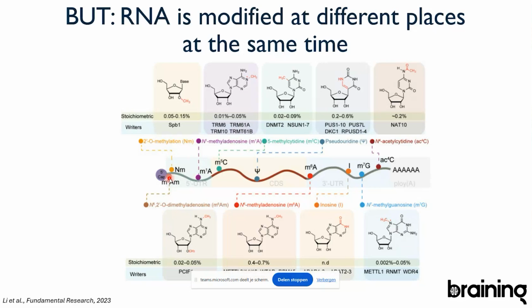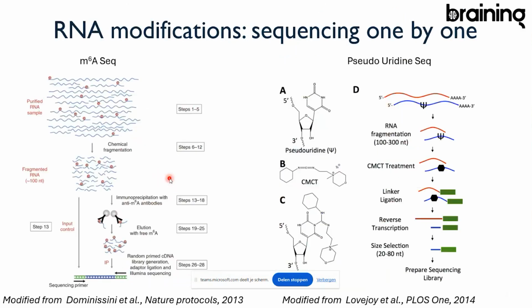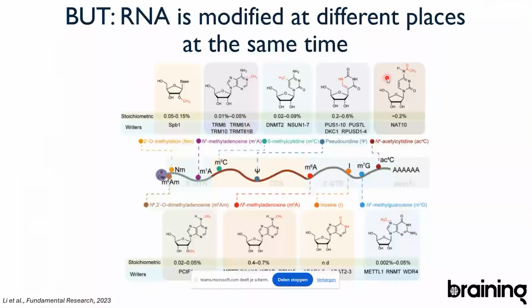If you do this sequencing one by one, it would be as if you are reading a book, and in terms of punctuation, you would only look at the exclamation marks, right? Or here you would only look at the question marks. And maybe for another type of sequencing, you would only look at the full stops. If you only do that, probably the book is not going to make a lot of sense, right?